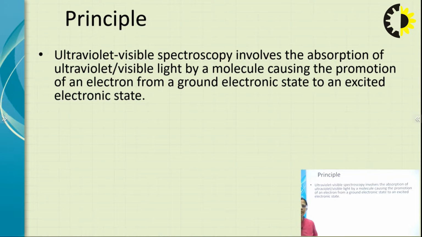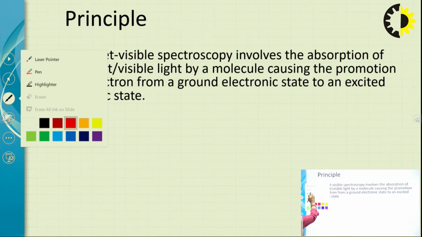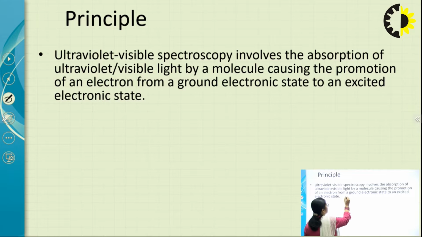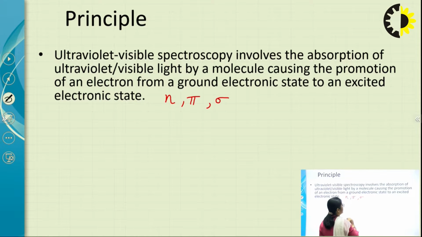Now, in this case, the UV visible spectroscopy involves the absorption of UV visible light by a particular molecule, causing the promotion of an electron from the ground state to the excited state. What we mean by this statement is that a molecule contains three types of electrons: N, pi and sigma.